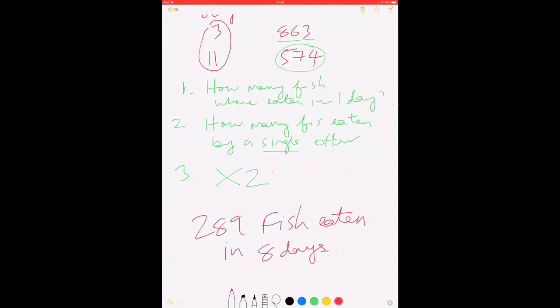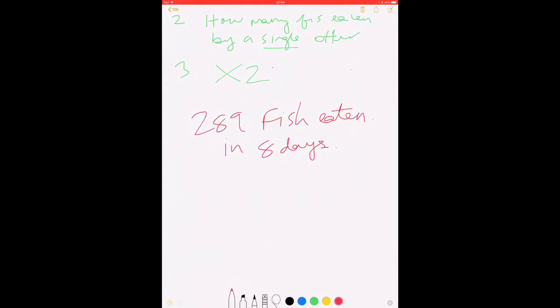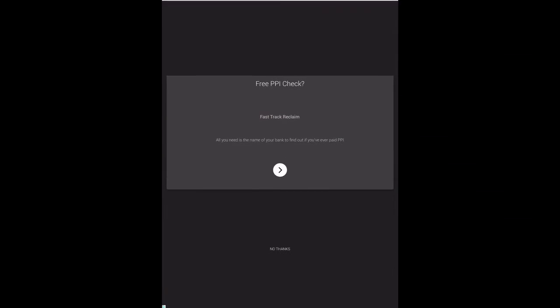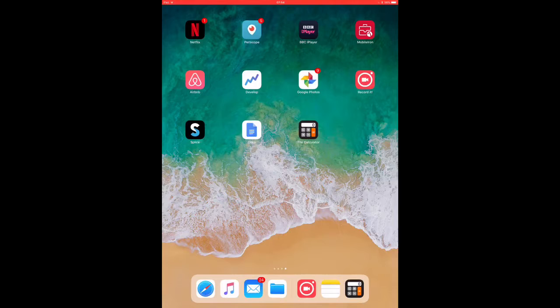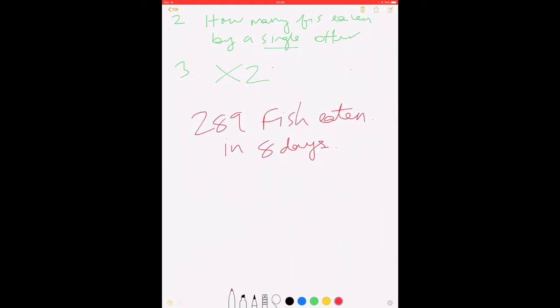So how many fish were eaten in one day? Well, that's going to be divided by 8. So 36.125, don't worry about the decimals now, I'm going to write them in anyway. In one day, 36.125 fish eaten. Okay, now that's a bit silly, because how can you eat 0.125 of a fish? So I'm just going to ignore that. 36 fish were eaten, right?